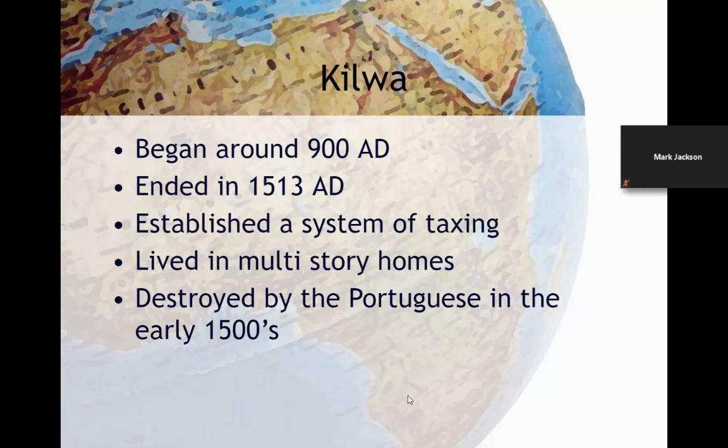Kilwa. The Empire of Kilwa began around the year 900 and ended in the year 1513. They had a cool system of taxing, and they lived in multi-story buildings. They were destroyed by the Portuguese in the early 1500s. Their tax system was pretty unique, and we actually still use a lot of their taxing today, even here in the United States. It's hard to believe, but we do.